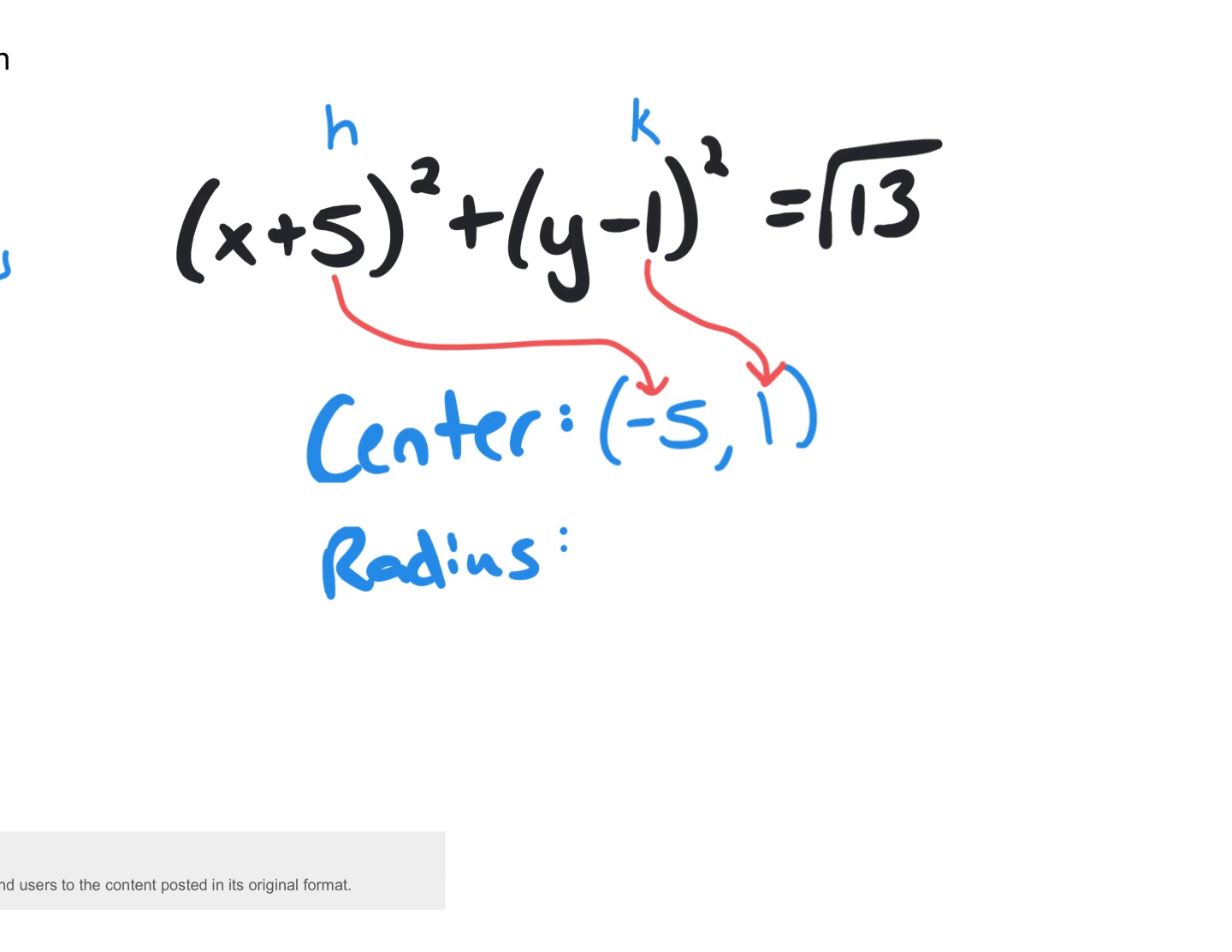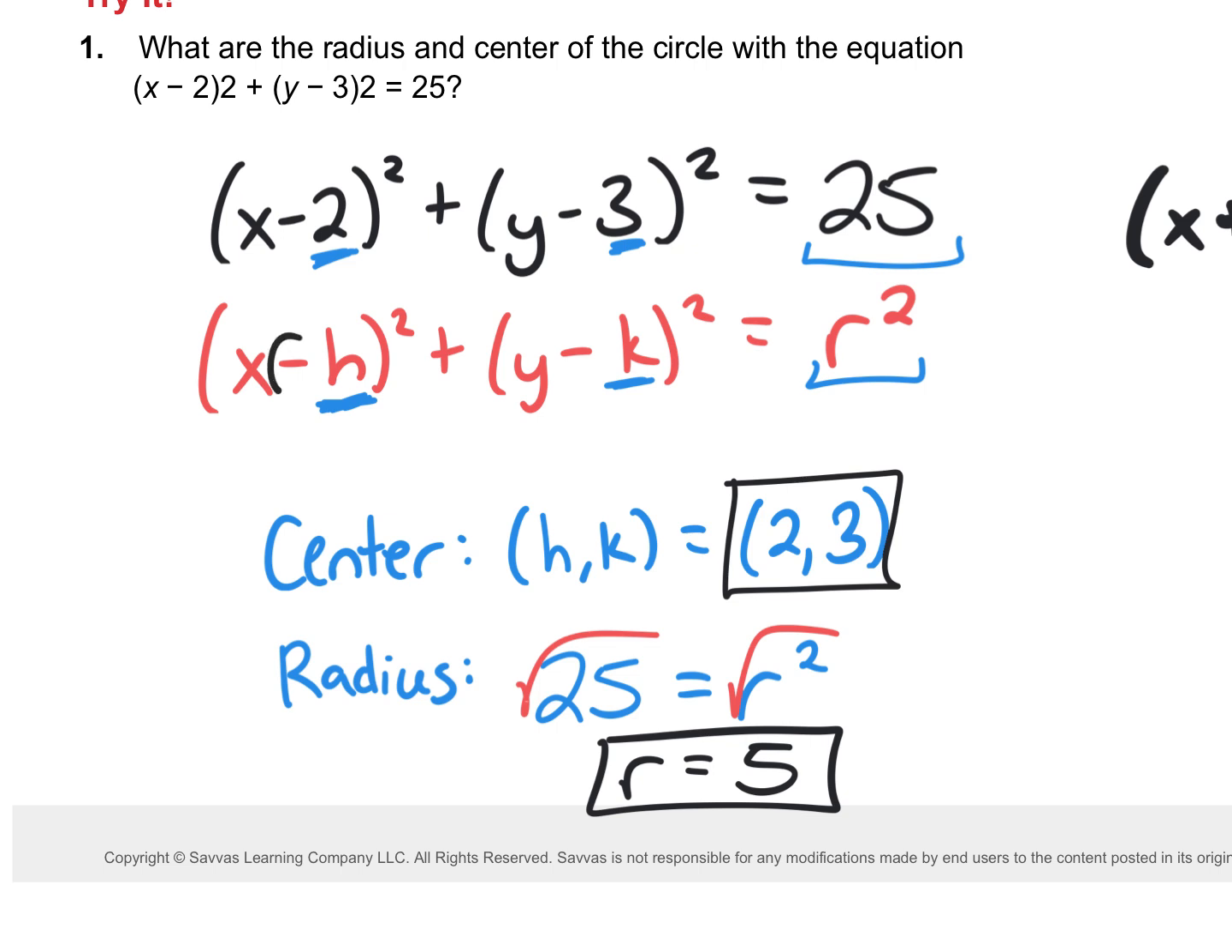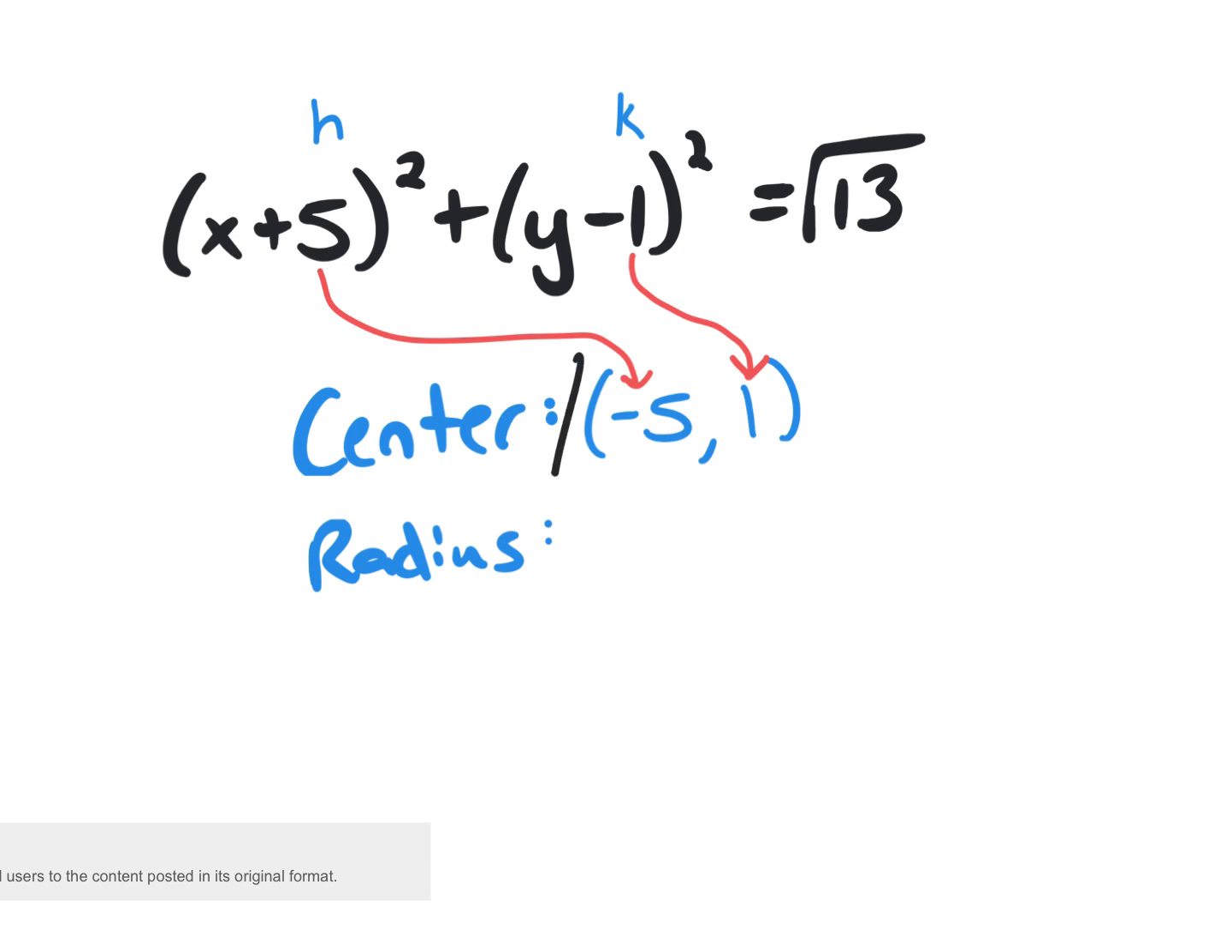-1 turns to +1. And the reason that is because in the original formula over here, these are subtraction signs. So they turn opposite. So our center is -5, 1. Now the radius. What's my radius? Is it square root of 13? No. What does square root of 13 equal?